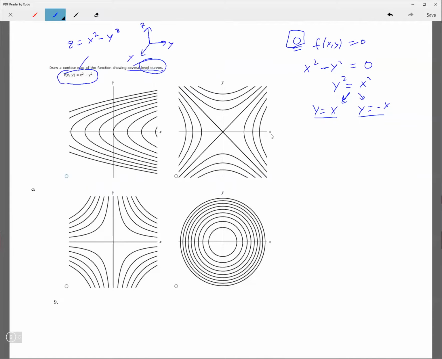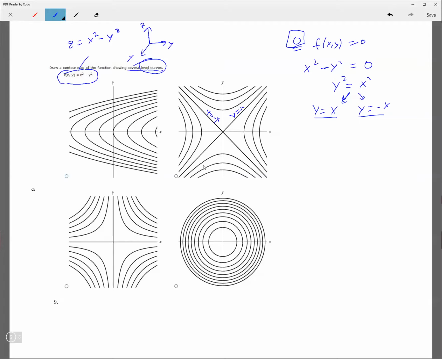There's only one of them that does. So which one is it? It's the top right. Yeah, it's this one right here. So this is y equals x. This is y equals negative x.